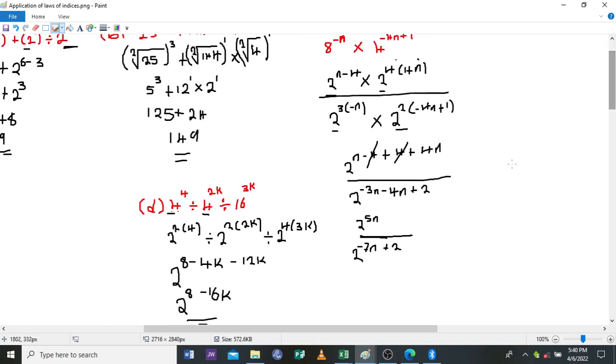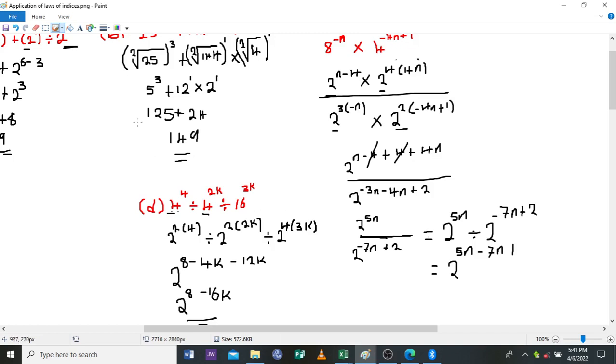It is the same as we are dividing, right? What we have here is same as having 2 to the power 5n, dividing this by 2 to the power negative 7n plus 2. Now this will mean we are subtracting the powers under division, according to the laws of indices. So that means we are going to have 5n minus 7n.